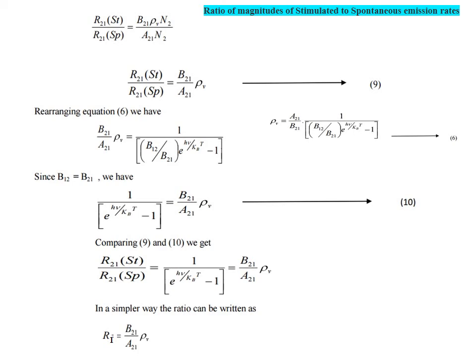Okay, so this ratio is important. It is given by R1, which is rewritten as R1 equal to B21 by A21 into rho nu, which is the ratio between the rates of stimulated emission and spontaneous emission when the incoming photon flux is rho.